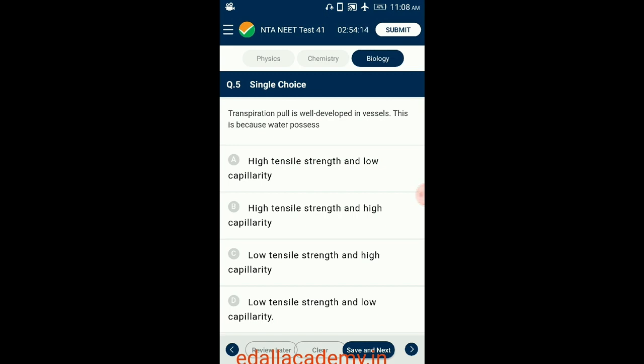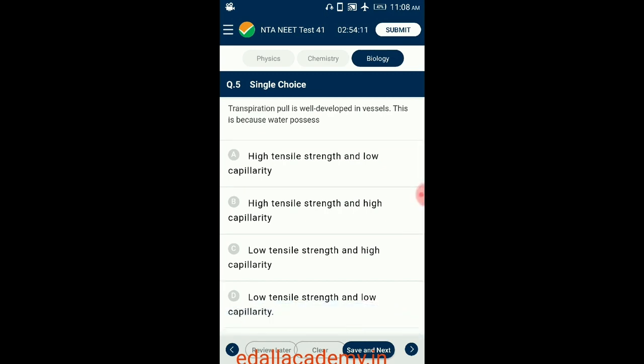Surface tension, in comparison to the gas phase, water molecules are more attracted in the liquid phase because of this property. Water possesses high tensile strength, that is the ability to resist a pulling force, and high capillarity, that is the ability to rise in thin tubules. So the answer for this question is option B, tensile strength and high capillarity.